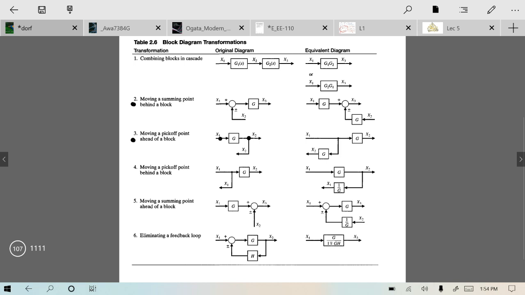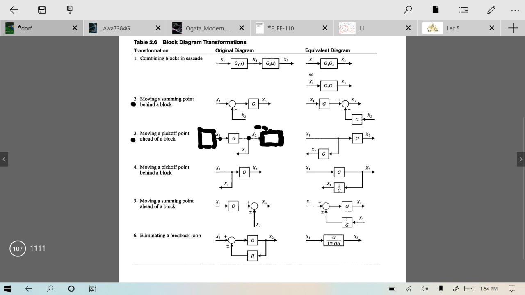Now there was a question. I told you that when you move this pickoff point from here, you can combine this G with any block over here. There was a question: what if we want to combine G with any block over here? Go ahead, no problem. If there is a block over here, then obviously you wouldn't want this pickoff point to move to this point, because it would hinder the joining of these two blocks.